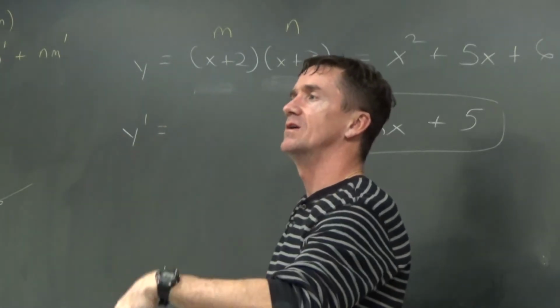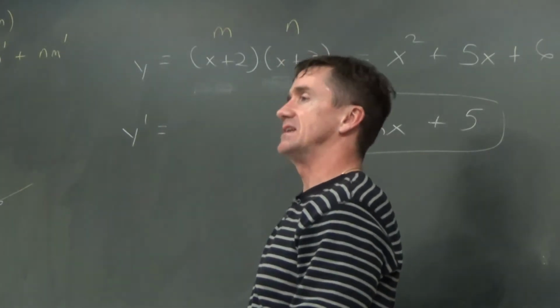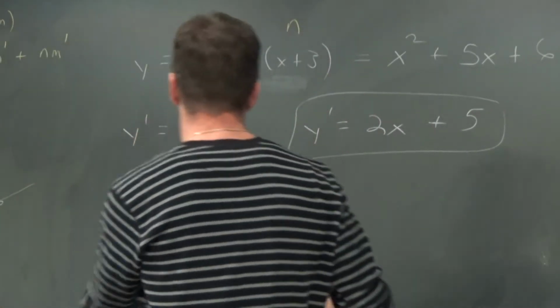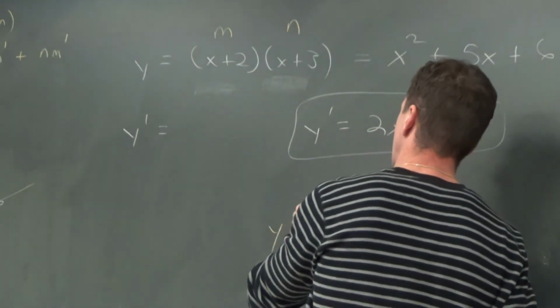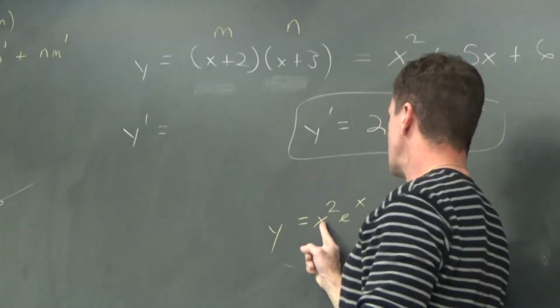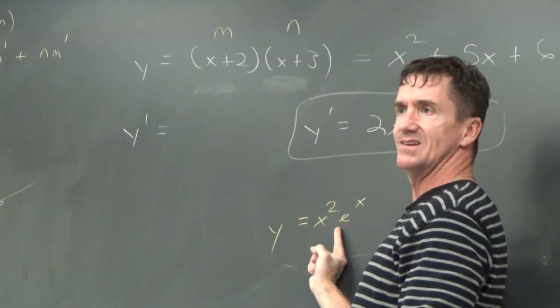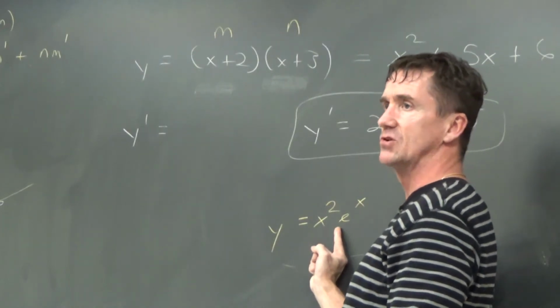We'll do some on the board. When you need it, there's no other option. It's needed when you have something like x squared times e to the x. You can't do the power rule with this, right? You have to use the product rule. We'll do that in a second.